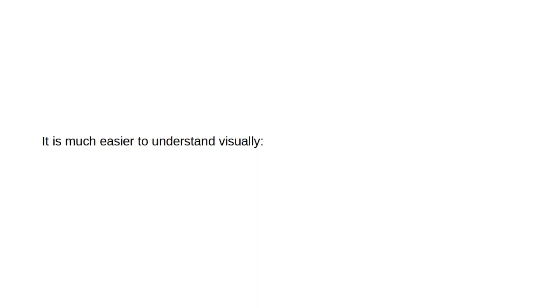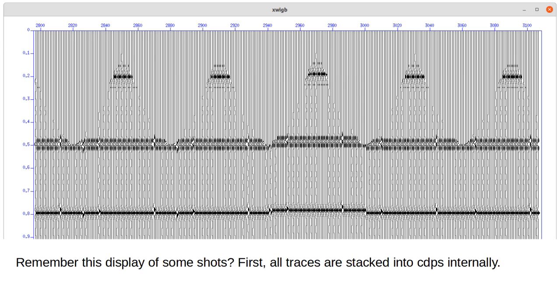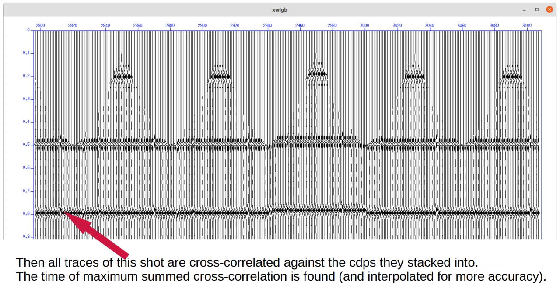It is much easier to understand visually. Remember this display of some shots? First, all traces are stacked into CDPs internally. Then, all traces of this shot are cross-correlated against the CDPs they stacked into. The time of maximum sub-cross-correlation is found and interpolated for more accuracy.